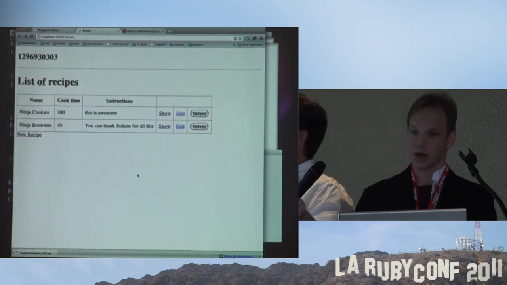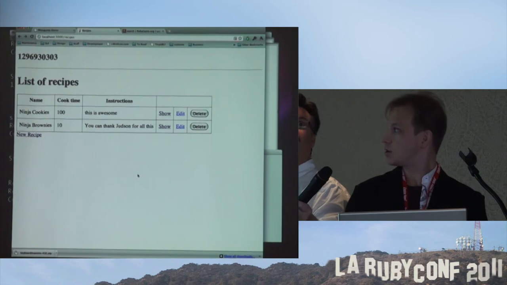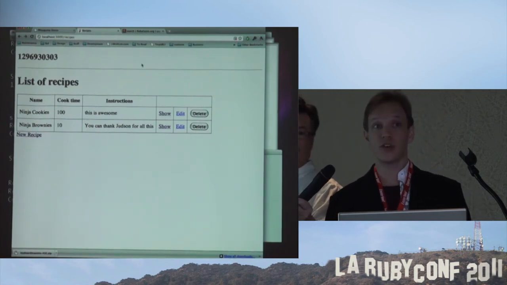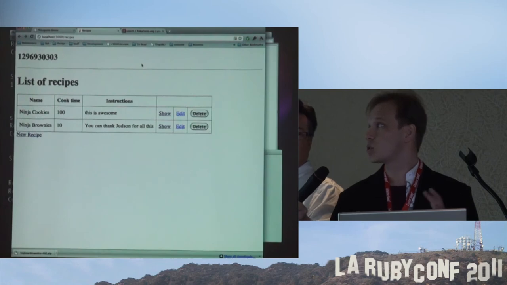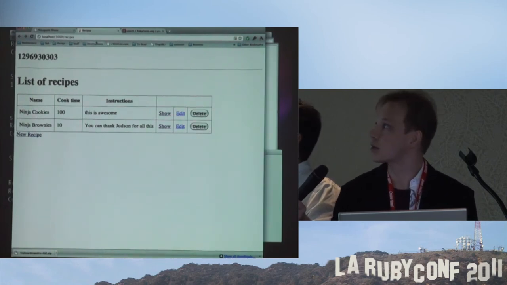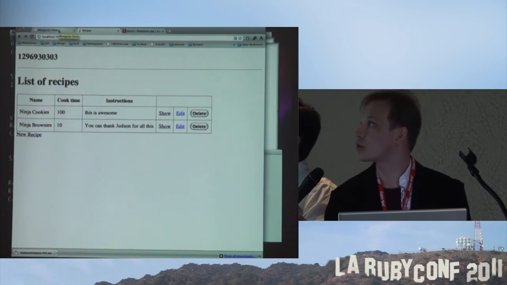There we go. How much time do I have left? 7 minutes? Oh, fantastic. Okay, so that's the scaffold generator. Works in Ajax, works without Ajax, works with JavaScript off. You as a developer haven't had to do anything. But let's look at a few other things that Mizugumo and NinjaScript can do for you.